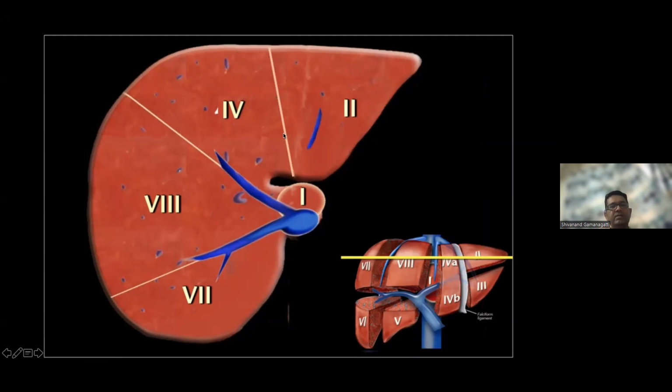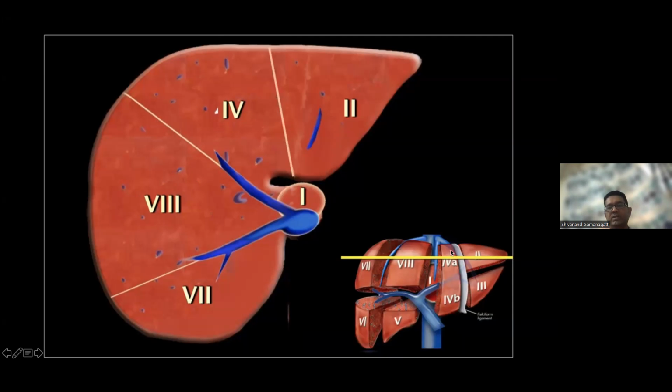This is the line going across the falciform ligament. So this is segment 2. This is the IVC. This is the middle hepatic vein. This is the right hepatic vein. This is the caudate lobe. The middle hepatic vein separates segment 8 from segment 4. So this is segment 4.